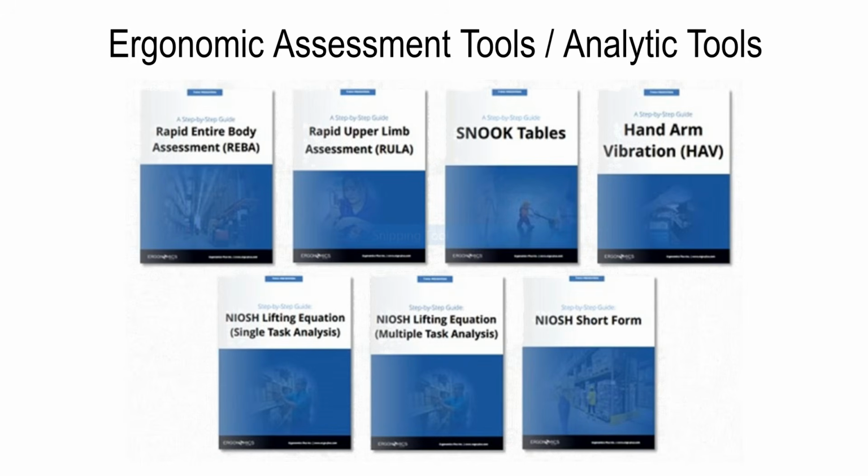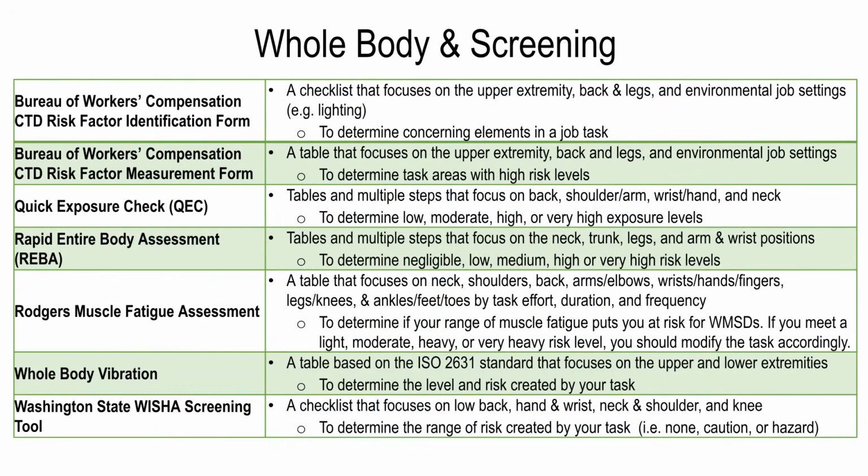This video discusses various ergonomic assessment tools, also known as analytic tools. These include the Rapid Entire Body Assessment, Rapid Upper Limb Assessment, Snook tables, hand-arm vibration, and the NIOSH lifting equation. Several tools are used for whole body and screening assessments. These include the Bureau of Workers' Compensation forms, Quick Exposure Check, and Rapid Entire Body Assessment, which help determine risk levels. The Rogers Muscle Fatigue Assessment and whole body vibration tools also provide valuable data.